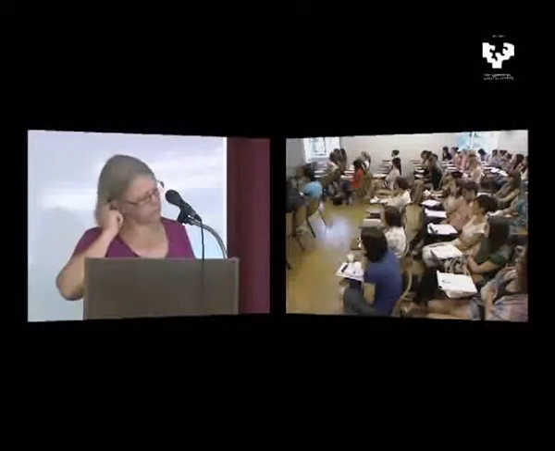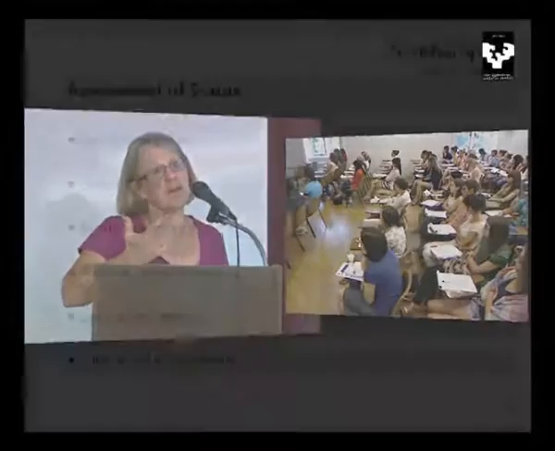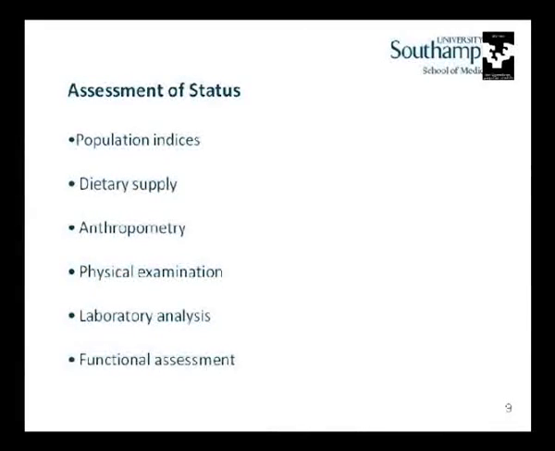The population indices you can use are things like infant mortality rate, lifespan, prevalence rates, growth rates, things like that. Those are the population level indices. Dietary supply is how much food is produced, how much food is available. So those national level, bigger picture statistics can tell you something about what people have access to per capita. It doesn't necessarily mean they eat it, but you know that the supply is there, that it should be enough to feed the nation.